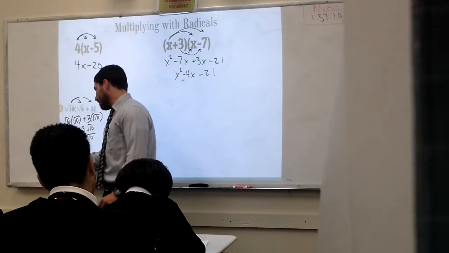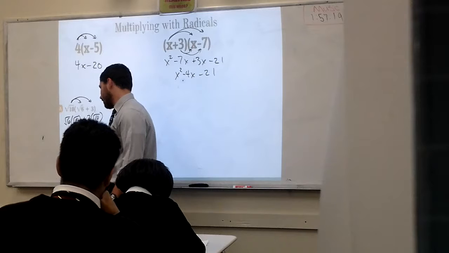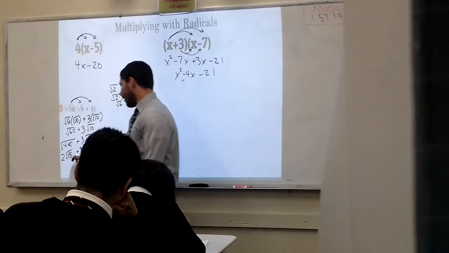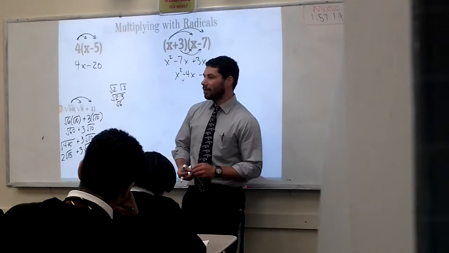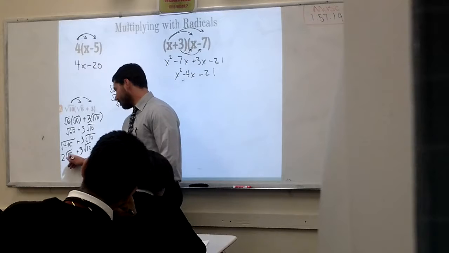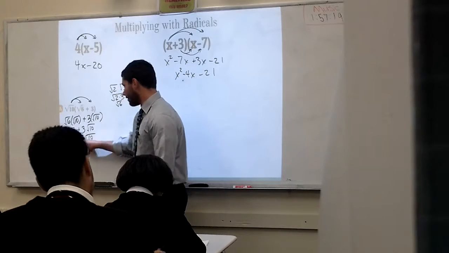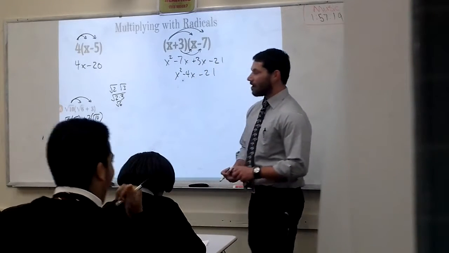What's the square root of 4? 2. So 2 square root of 15, and then we have 3 square root of 10. And now I combine these to get 5 square root of 25, right? No. Why not? Because they are not the same radicals, so we just leave it like that. Good catch.